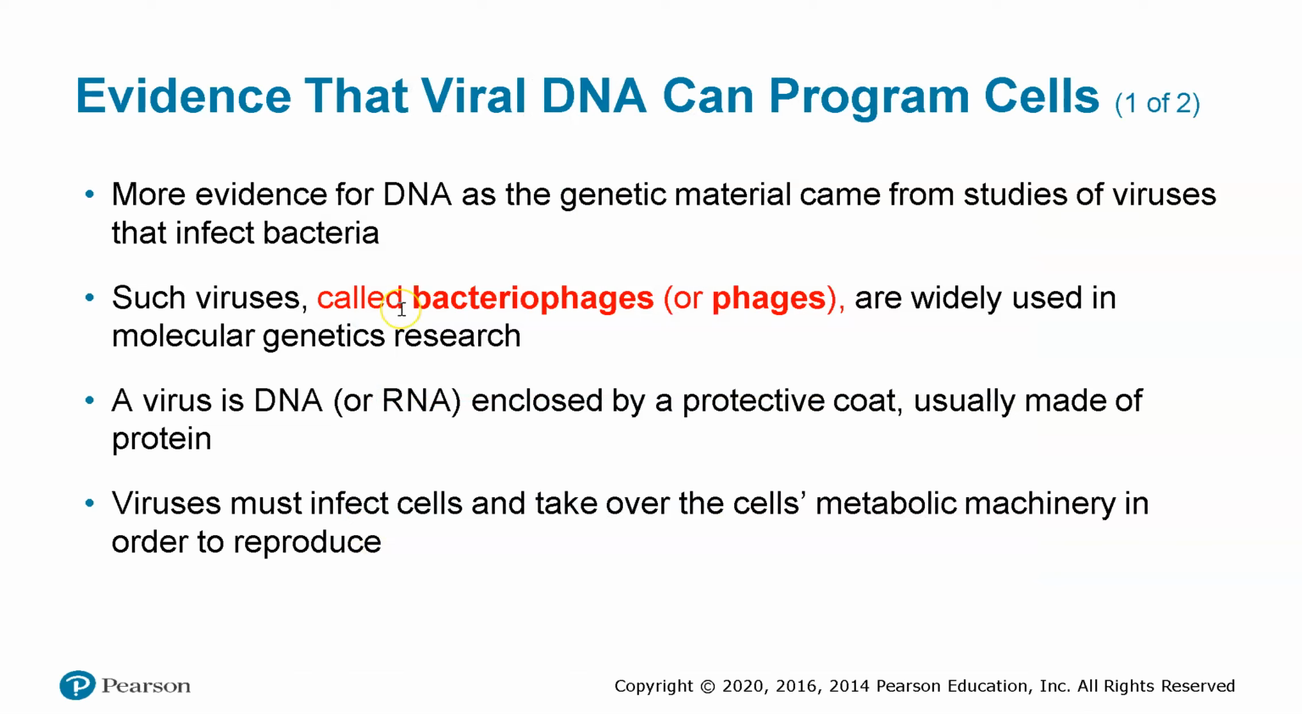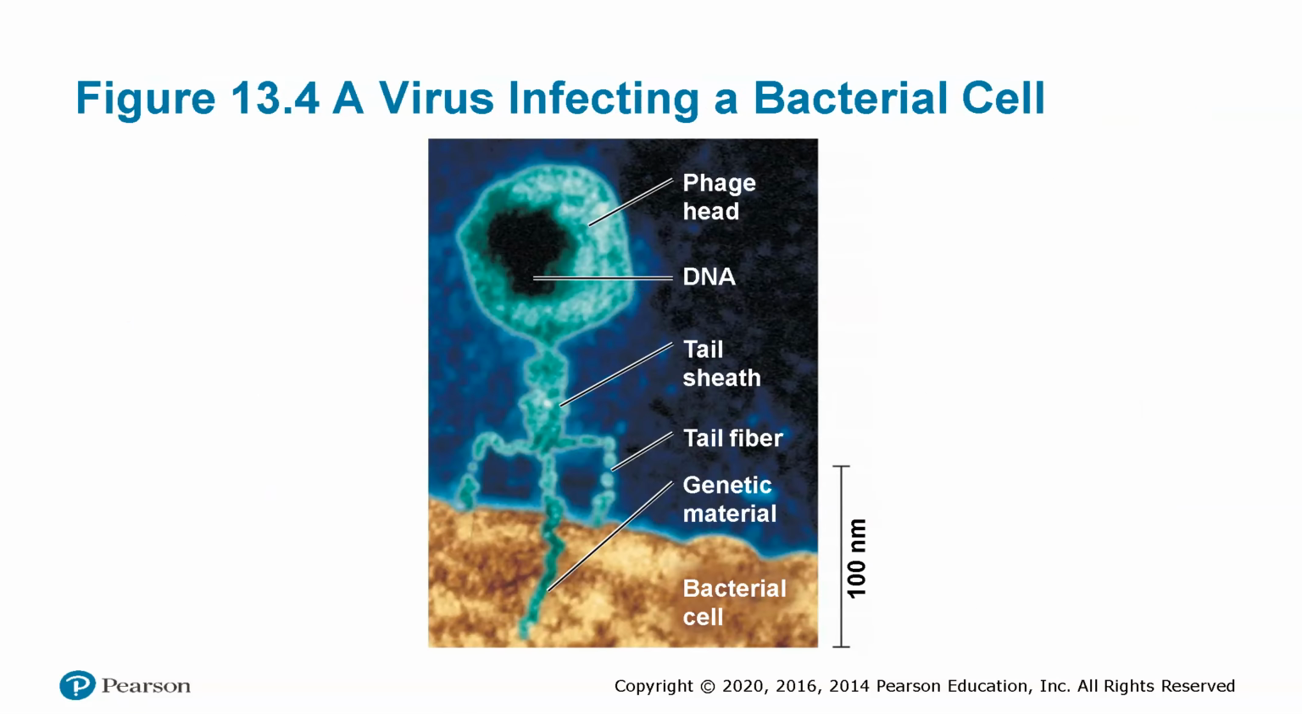So another experiment, some of the history here came from studies of viruses. Some viruses called bacteriophages, or phages, are widely used in molecular genetics research. A virus, we're all too familiar with viruses these days, right? DNA or RNA enclosed by a protective coat. Viruses must infect cells and take over the cell's metabolic machinery. Yeah, they're hijackers. They have to hijack the cells and then use the cell's own machinery to make more viruses.